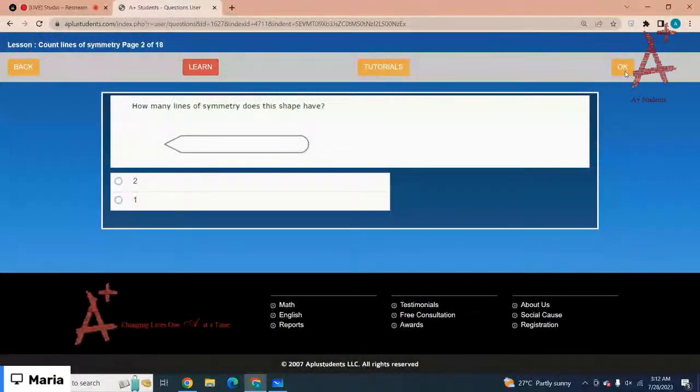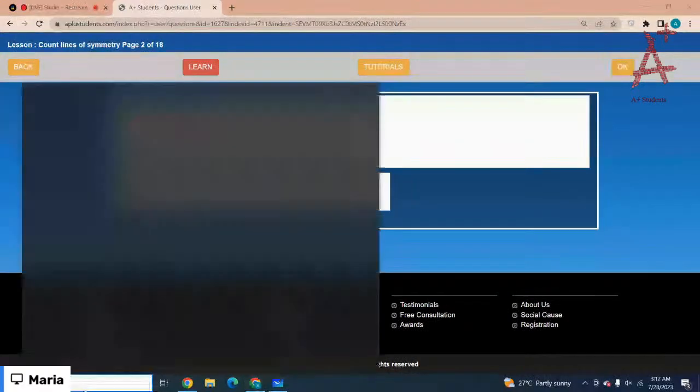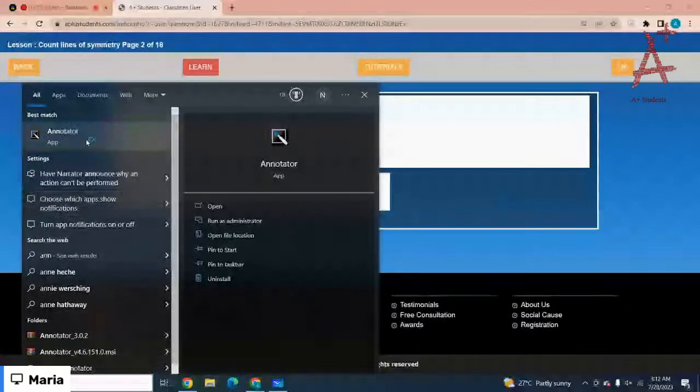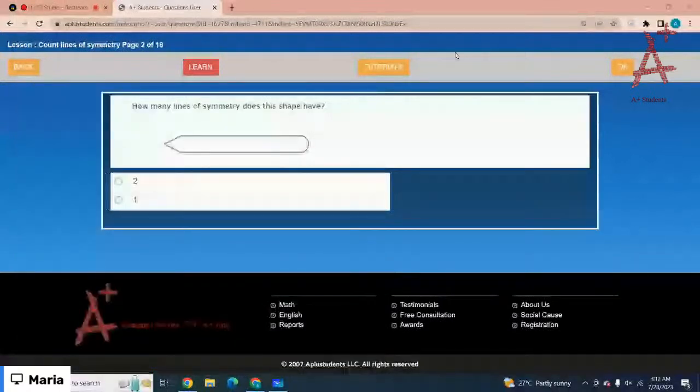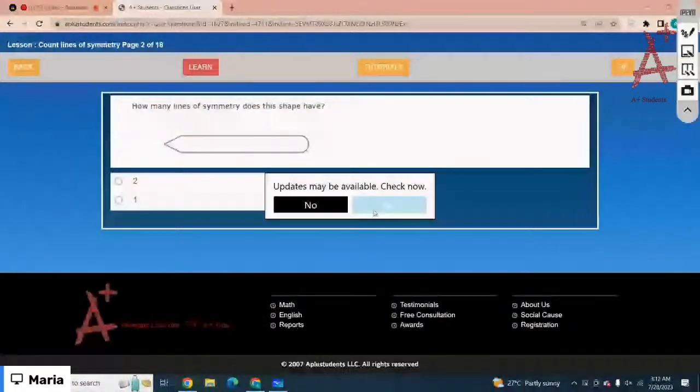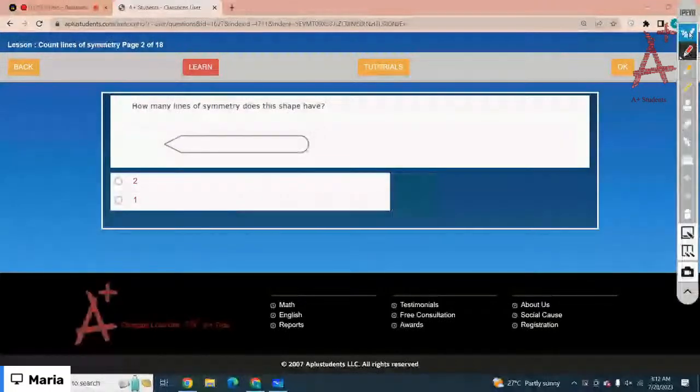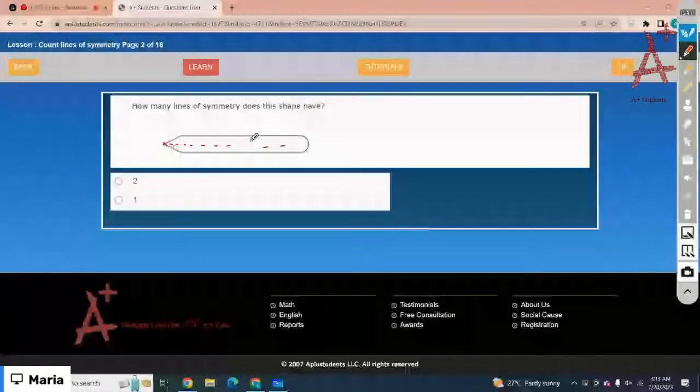How many lines of symmetry does this shape have? 2 or 1? Which is the correct option? This shape has only one line of symmetry, not two, right? So the correct option is only one. If you draw a line of symmetry this way, and divide the image into two parts like this, these two parts exactly match up, got it? So you have only one line of symmetry.